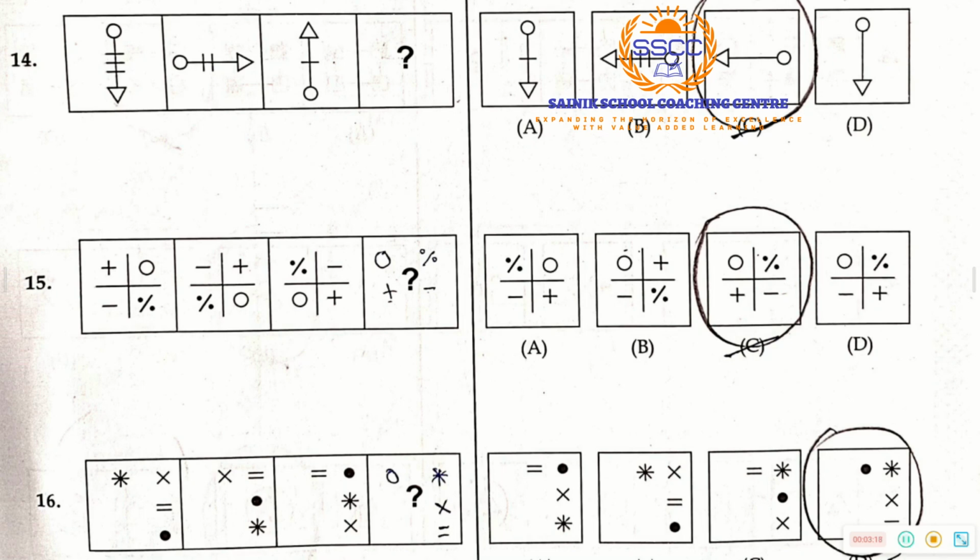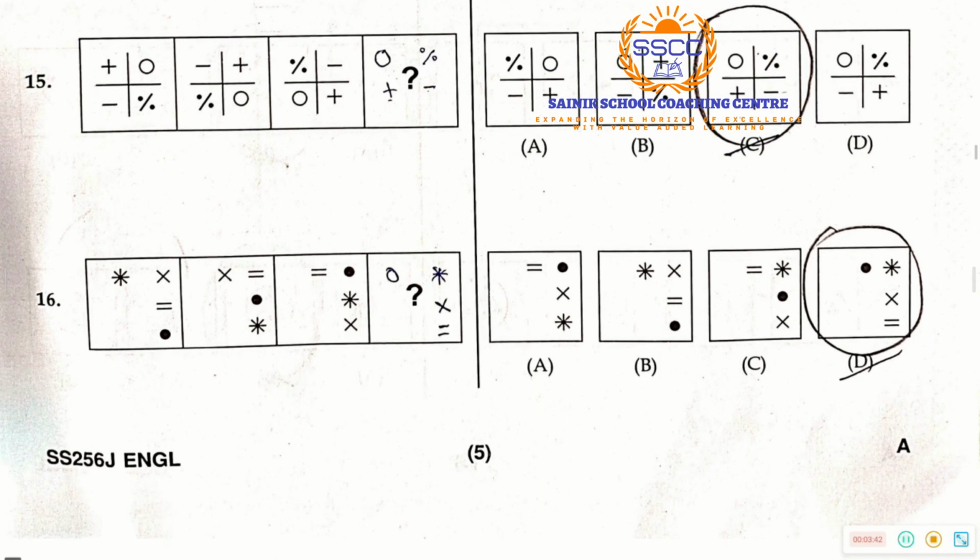Question number 14. The first figure has 3 horizontal lines crossed, the second figure has 2 lines, the third figure has 1 line crossed, and we need to make sure that the next figure should not have any line in between, meaning intersected. The 14th question has option C. Since all the figures are rotating anti-clockwise, option C is the most appropriate one instead of option D.